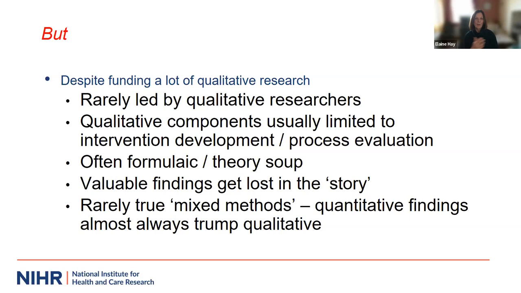We often get what I call theory soup. It's often hard to tell what the qualitative research is going to do, to those of us that aren't experts in the field. And we get told that we are going to do research due to this, that, or the next theory, which often doesn't help us. It would help us if you actually explained what you were going to do, why you were going to do it, and justified the methods you were using. But more importantly, the findings and the outputs from the qualitative research often just get completely lost in the whole story.